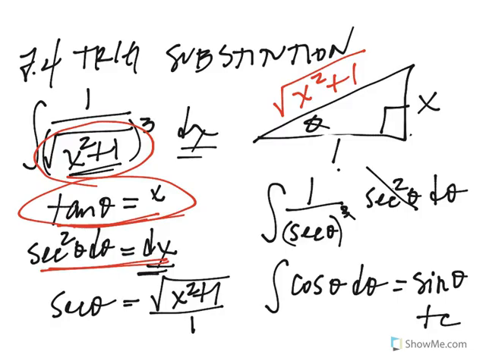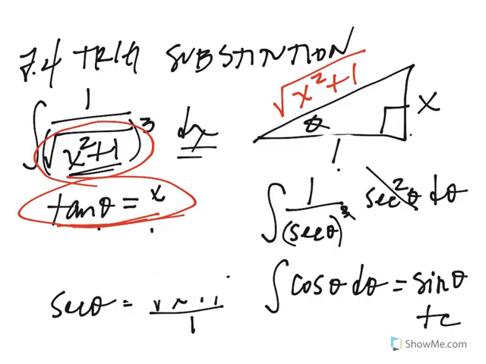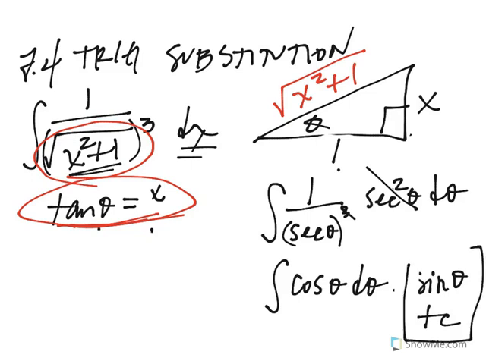Now I don't want the sine of theta plus c. I want all my answers to be in terms of x. So let's get rid of this, and I'm going to show you what to do with it. I take the sine of theta plus c, and I come up with an equivalent statement in terms of x based upon my triangle.